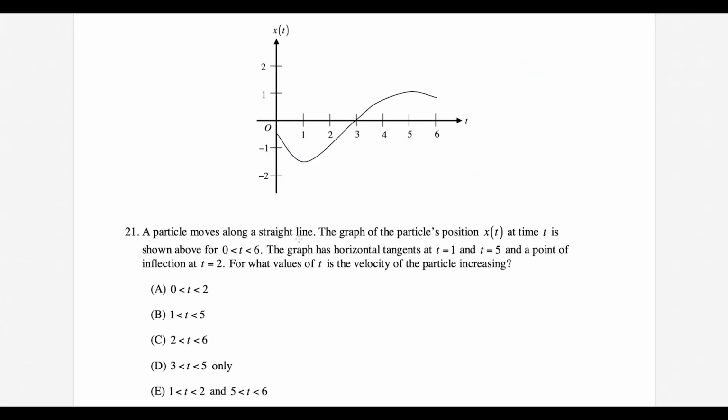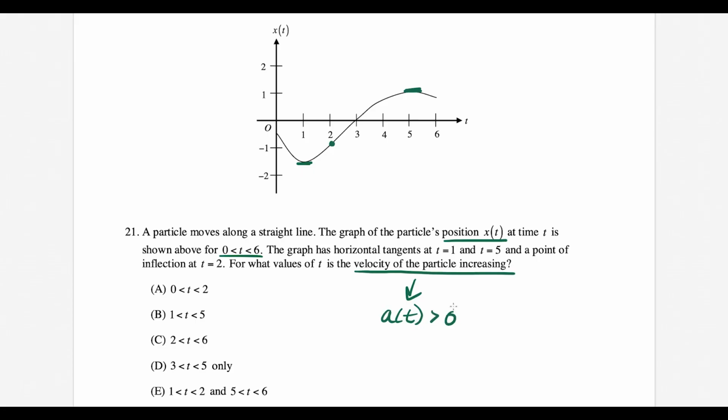Question 21, we have a particle moving along a straight line, and we have a graph of the position from 0 to 6. We're told we have horizontal tangents at t equals 1 and t equals 5, and we have a point of inflection at t equals 2. That's going to be over here. We want to know for what values of t, and this is the million-dollar phrase right here, is the velocity of the particle increasing. So velocity increasing means acceleration is positive.